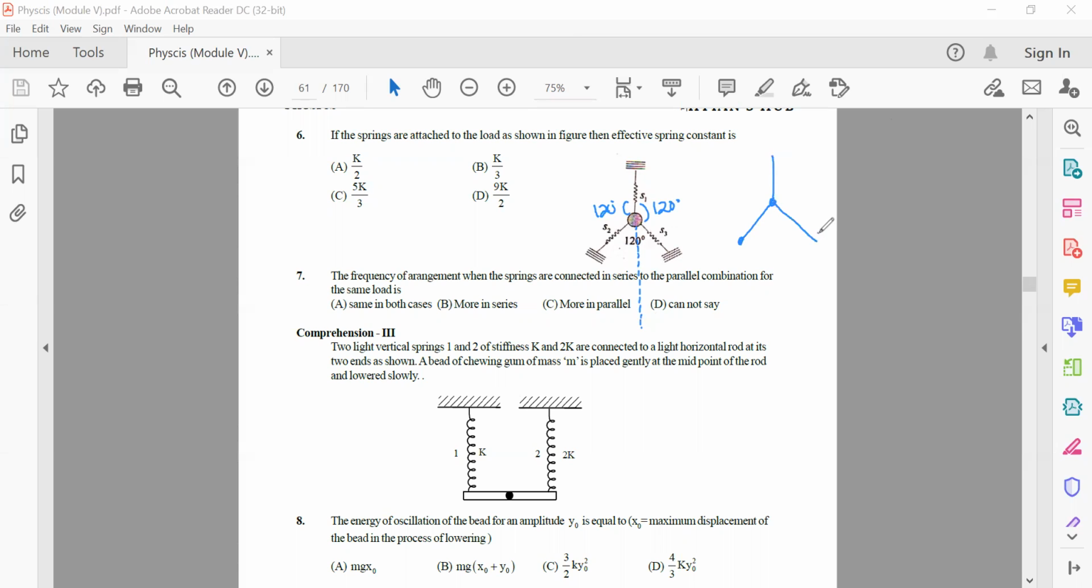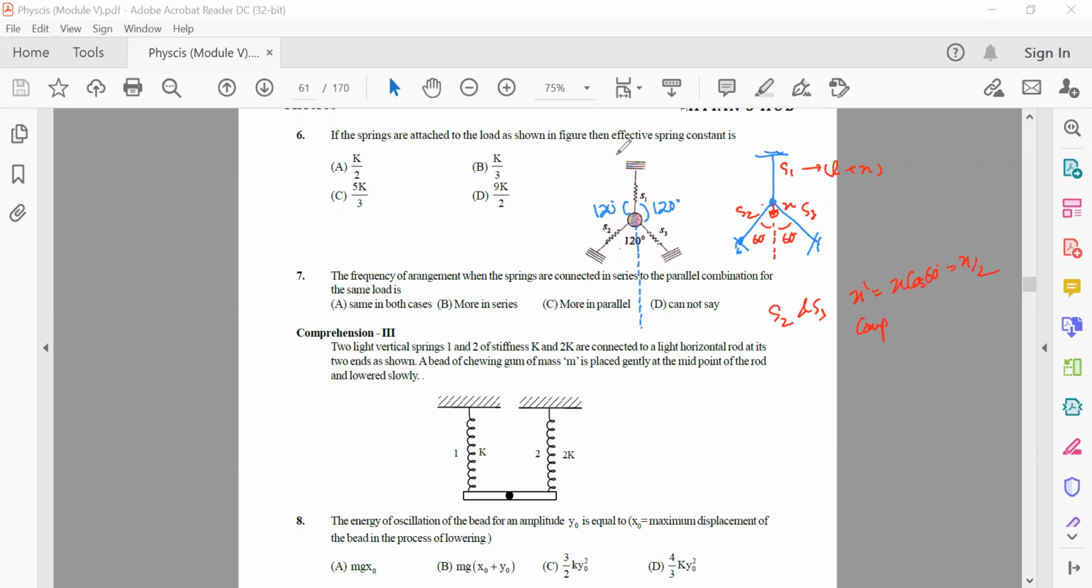From this position, if I move this by a small displacement x like this, then what is happening to the first spring? It will have an extension of x. But what is happening to the second spring and the third spring? They will compress by how much? By x cos theta, so cos 60. So S2 and S3 will have a compression of x cos theta. In this case, cos 60, so x by 2.